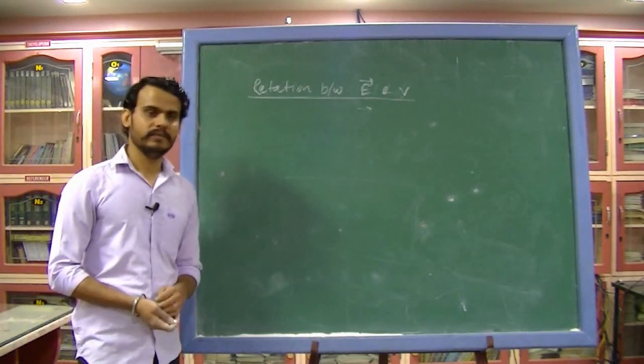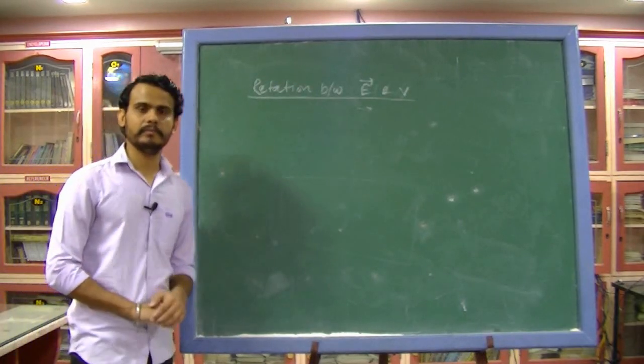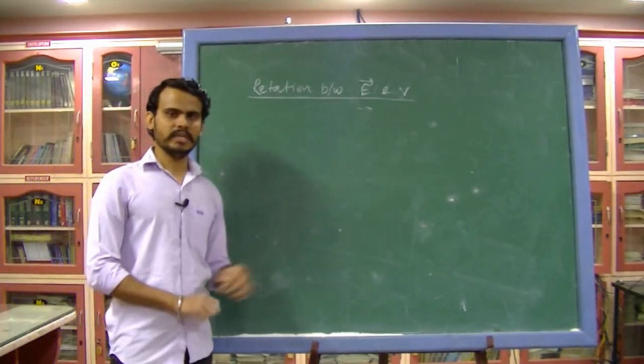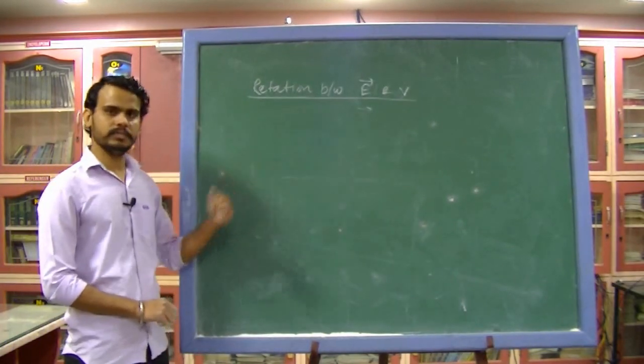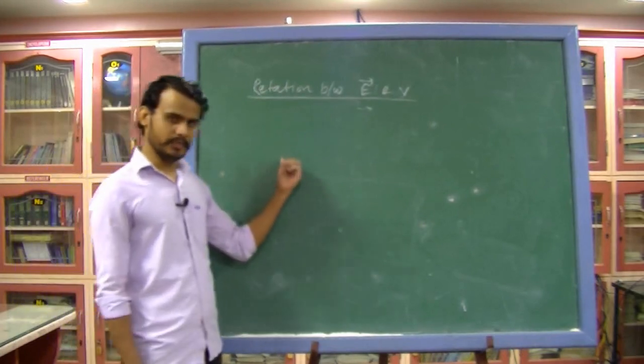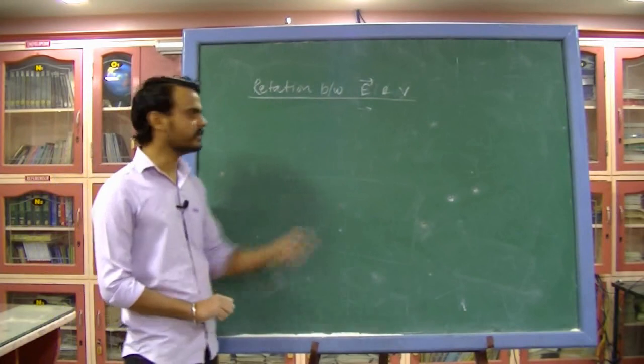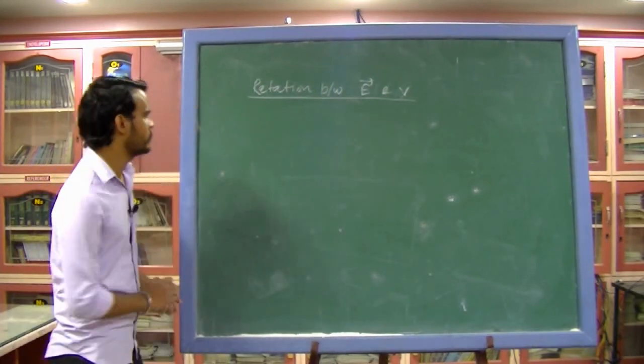In the previous class, we have done the relationship between the potential energy and the force, where we found out if the potential energy is given, how do you find the force? Similarly, if the potential is given, how do you find the electric field? So, now we are going to find the electric field if the potential is given.